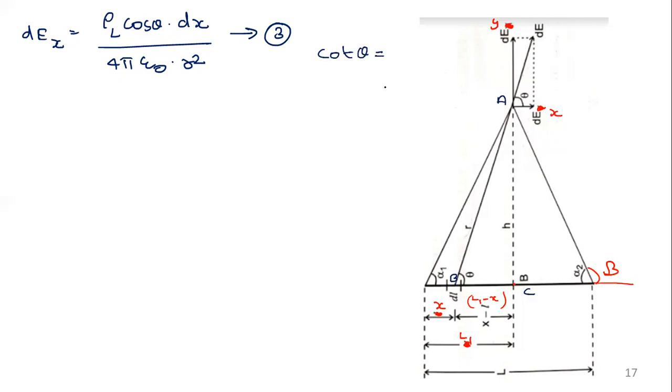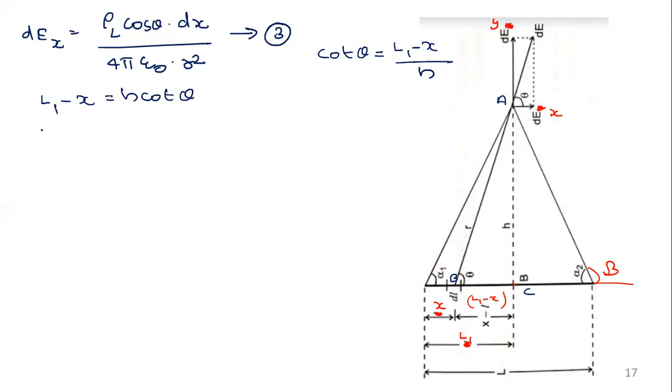Adjacent side by opposite side, what is cot theta? This is the angle theta. When are we in cot theta? Adjacent side by opposite side, in terms of what is marked here. So it will be L1 minus x by h. Yes. So we have L1 minus x is equal to h cot theta.